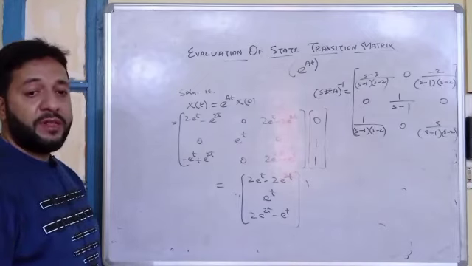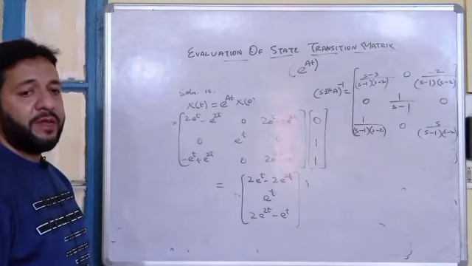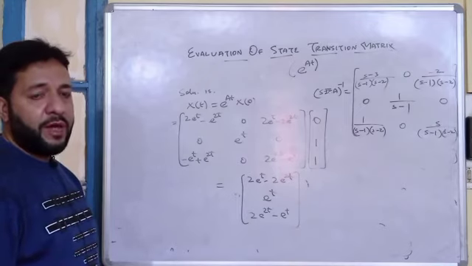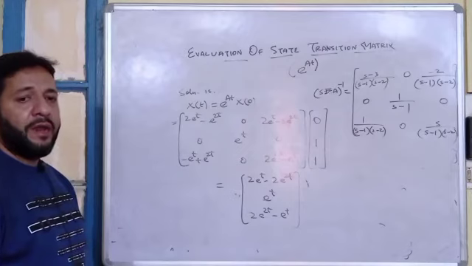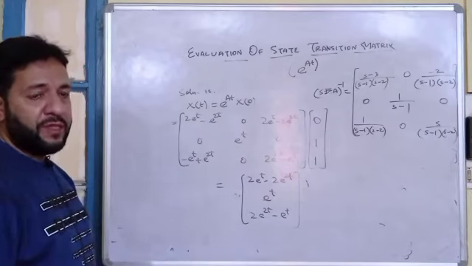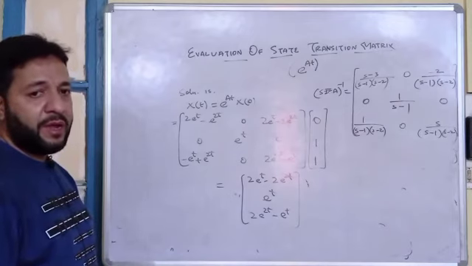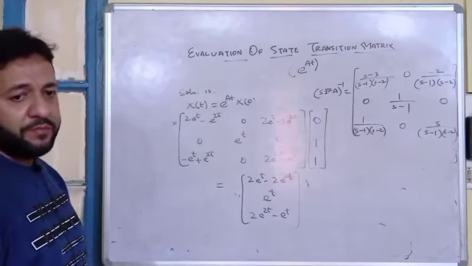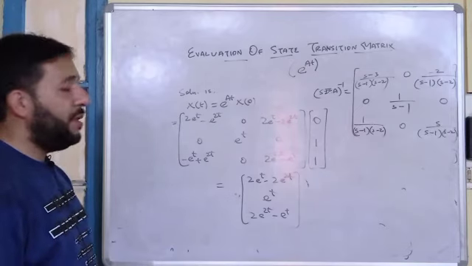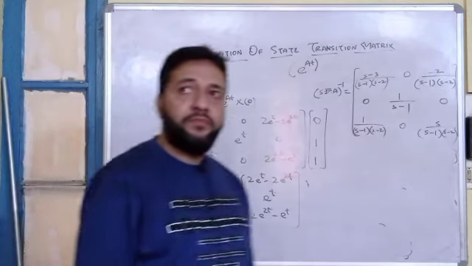This second method that we have learned can be used for evaluating the state transition matrix in the case where the poles, or the eigenvalues, are real and distinct. But in this case, you see the determinant of sI minus A that we found, which is basically the characteristic equation. What was the determinant of sI minus A that we got?